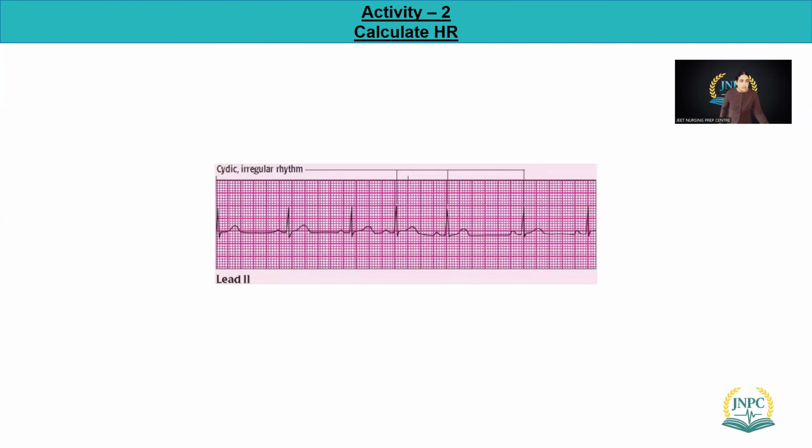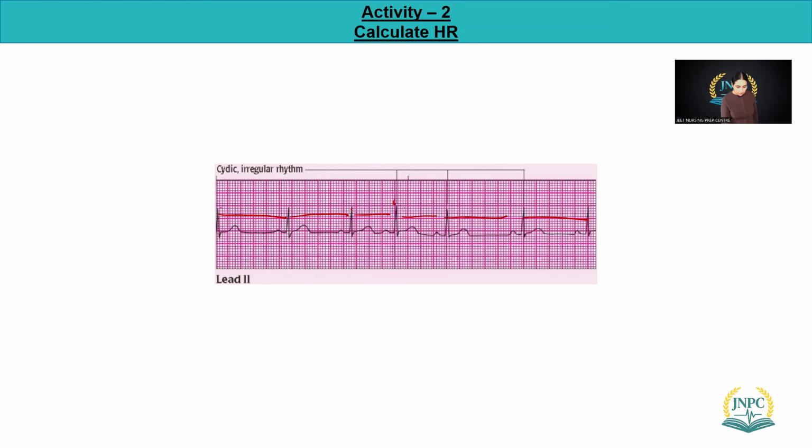Now, can you calculate it? Ask yourself, is it regular or irregular? Look at the gap. That is the first question that you want to ask. Too much, again too much, less, again wide, too much. So this is irregular. When you have an irregular rhythm, we use a different formula. So now, can you calculate the rate? Just pick those R to R. How many R's do we have?